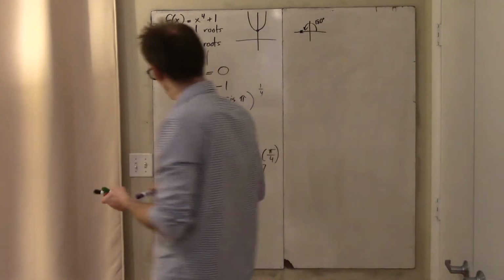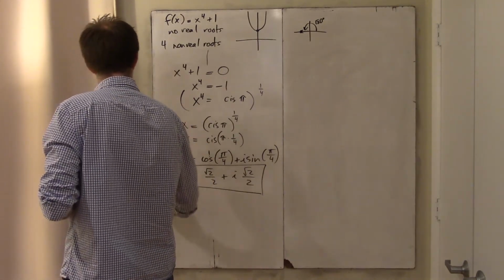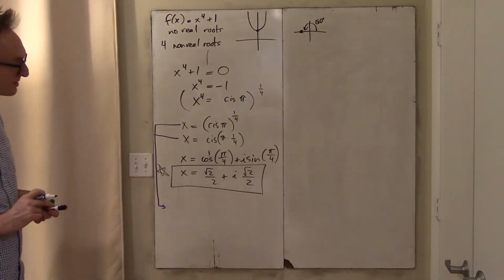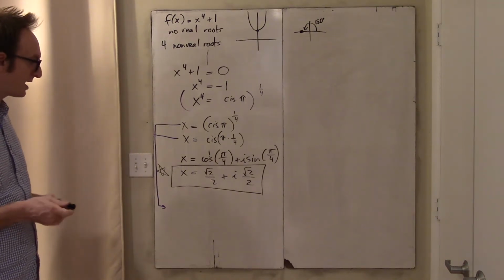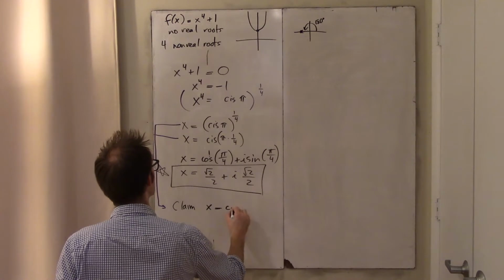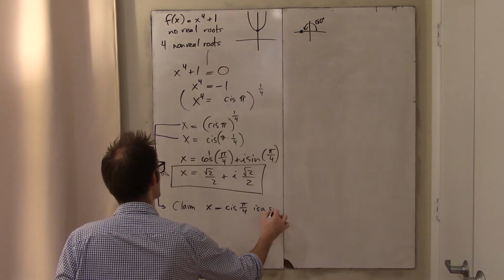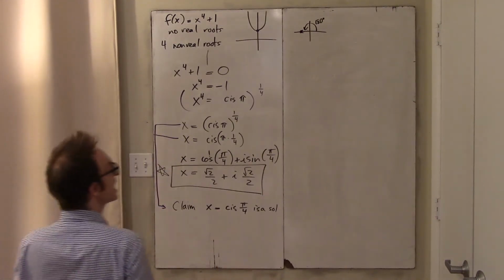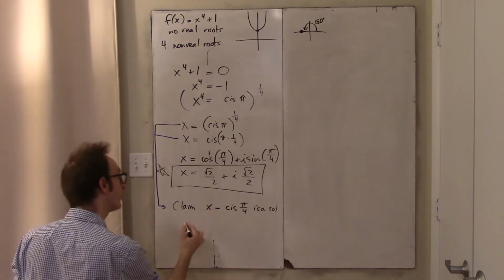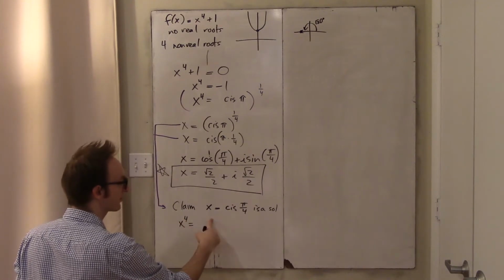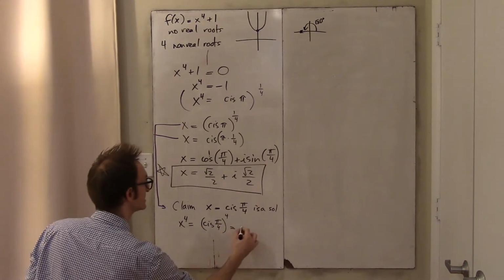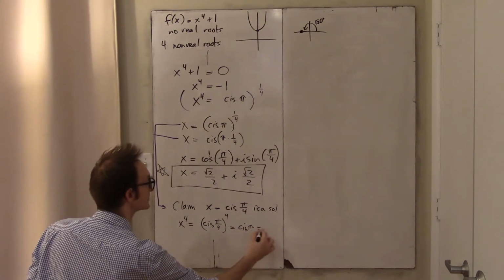Some people might find this a little bit objectionable, because after all, it seems as if DeMoivre's theorem only applies to integers or something like that. And you're kind of right. So really what I'm claiming is that x equals cis pi over 4 is a solution. And why is it a solution? The reason is that if I raise both sides to the 4th power, DeMoivre's theorem says that cis pi over 4 raised to the 4th power is cis pi. And cis pi, as we've seen, is just negative 1.